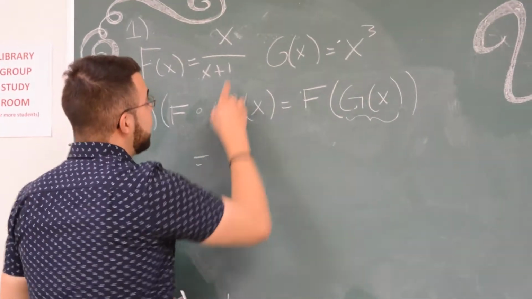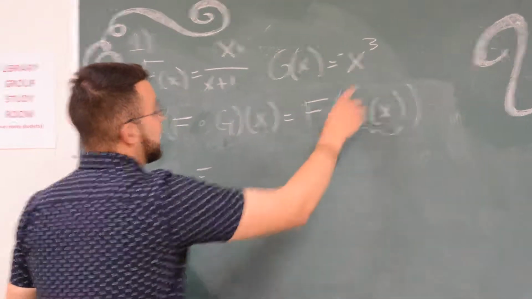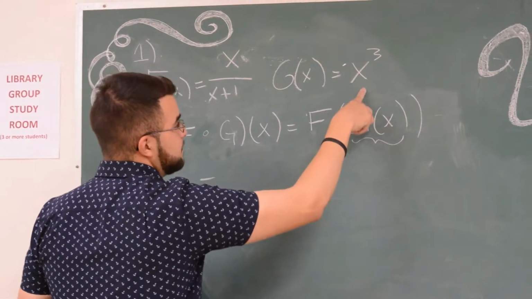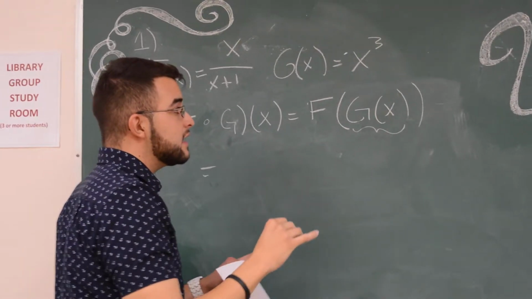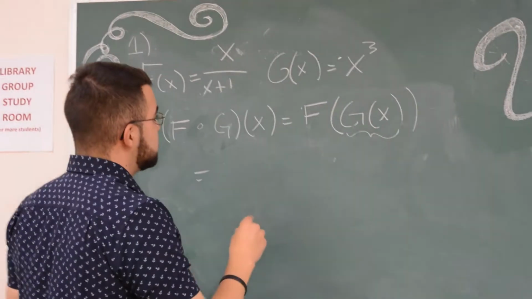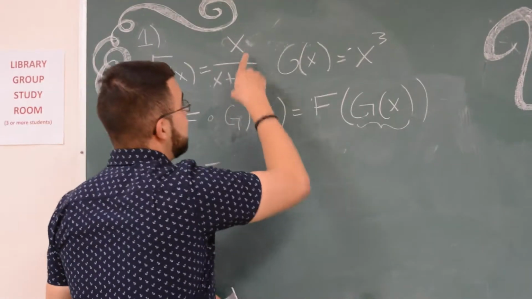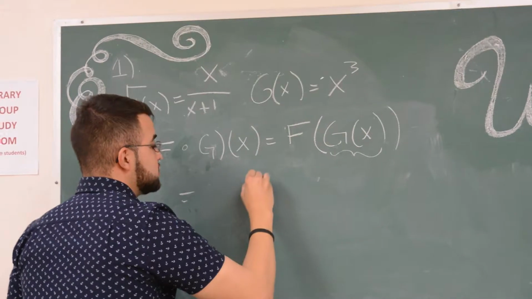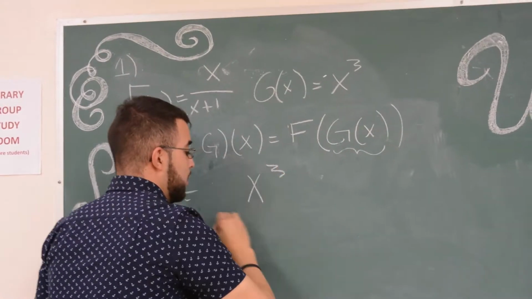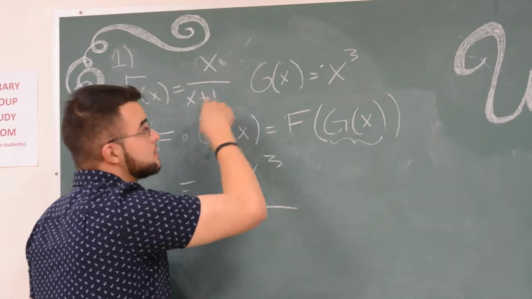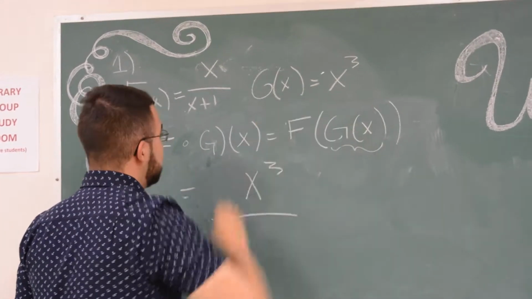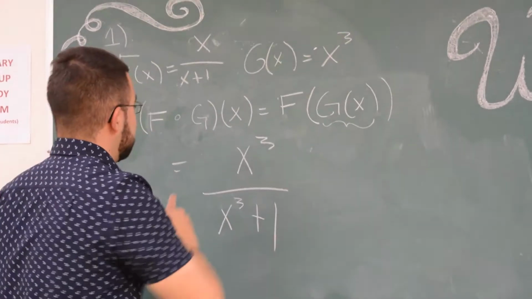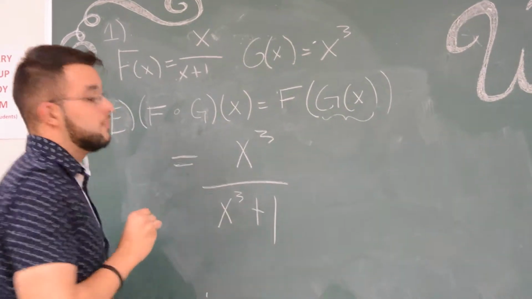So all we have to do now is replace this. So we're going to have f, this function right here, get replaced by g. So every time I see an x in f, I'm going to put g. That sounded a little bit complicated, but just pay attention on this part, just to make sure you're okay with it. Instead of saying x, I'm going to say g of x, which is x cubed. So I'm going to say x cubed over x cubed plus 1, where the denominator is g of x plus 1. And that right there will be your answer.